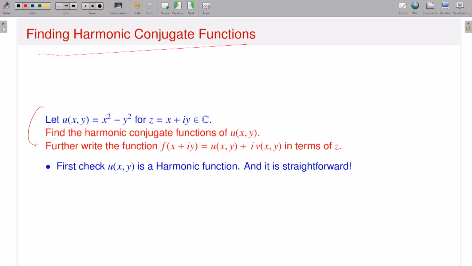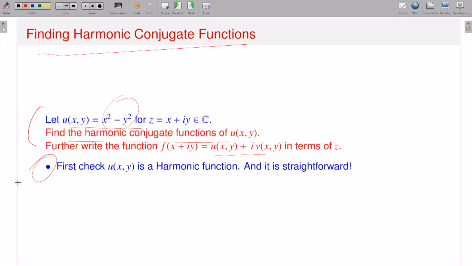Maybe this sort of problem you might expect in your exam. So let u be x squared minus y squared; find the harmonic conjugate, first problem. Second, further you write your function f, which is of course u plus iv, and you have the expression of u, you have the expression of v, and you know z is equal to x plus iy. So I need that function in terms of z. This sort of problem you can think about.